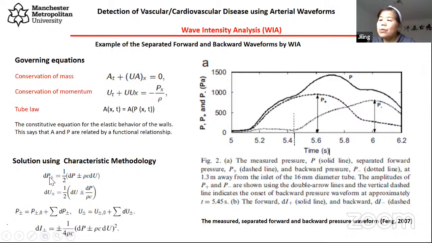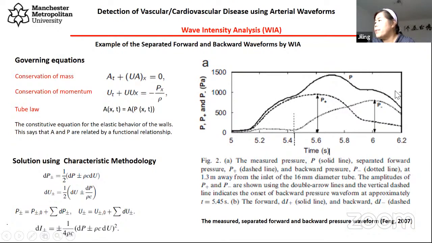So here the plus represents the forward direction, minus represents the backward direction. So we can find the forward and the backward pressure, and forward and backward velocity, and forward and backward wave intensity. The wave intensity is defined as a product of the change of the pressure and the change of the velocity. So here I show an example for the separation of the measured pressure into the forward and backward direction.